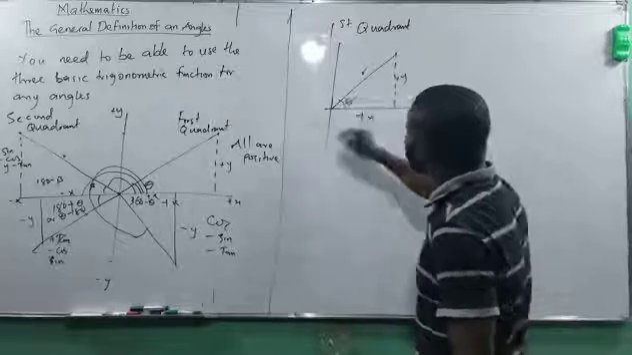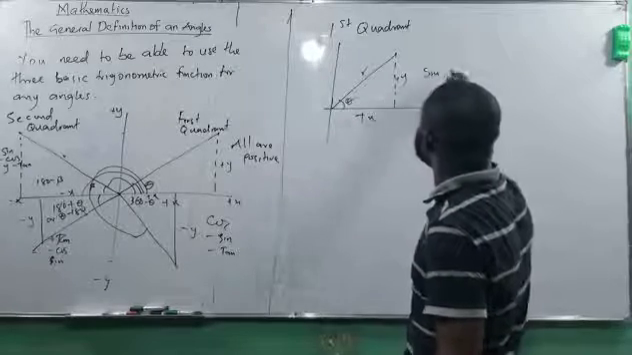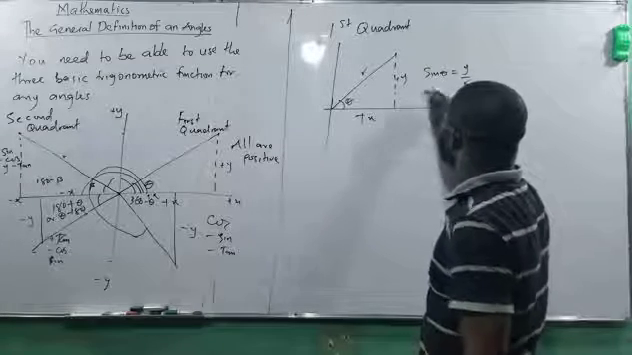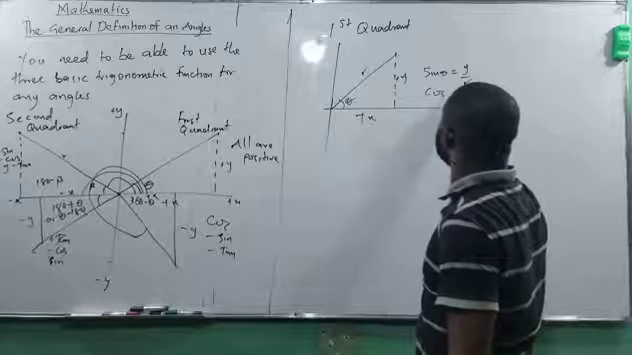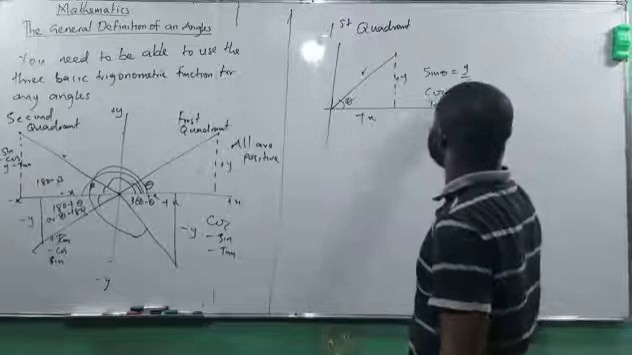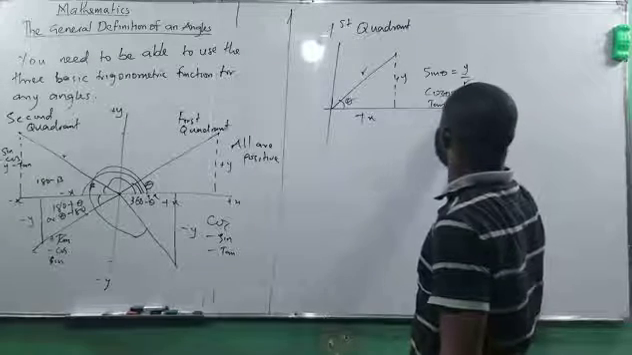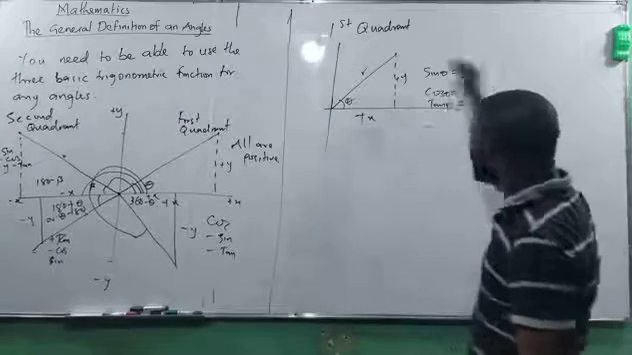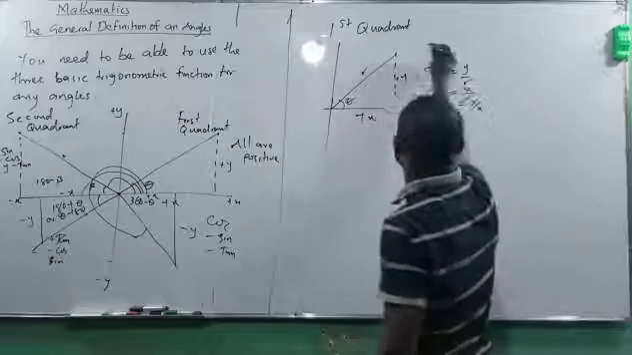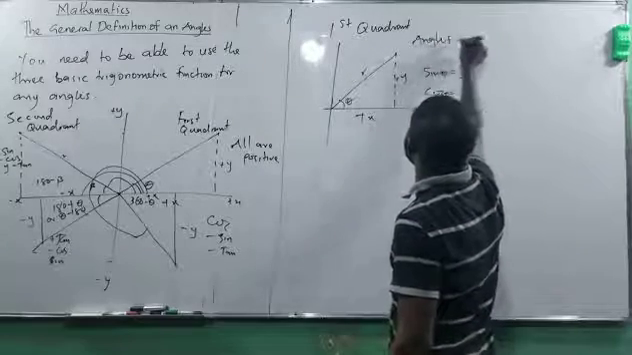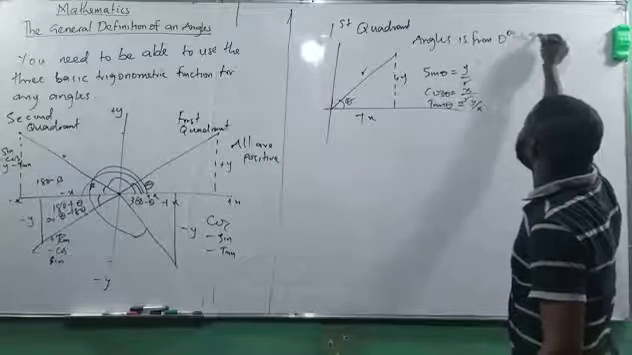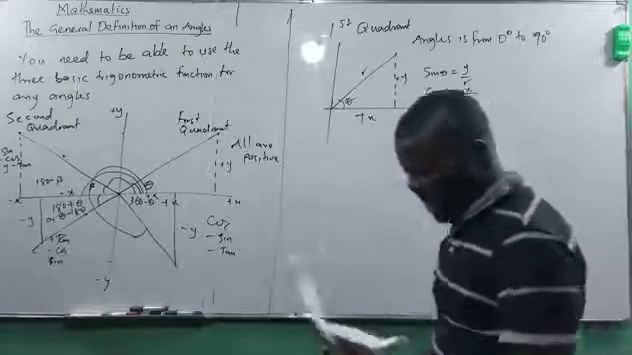Let me call this place theta, because you can see sine theta equals y all over r, and it means positive. Cos theta equals x all over r, and tan theta equals y all over x. Can you see all is positive here? It means the angle is from 0 degree to 90 degree. Now that is what we are talking about here.